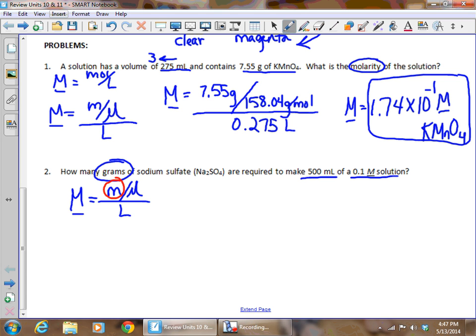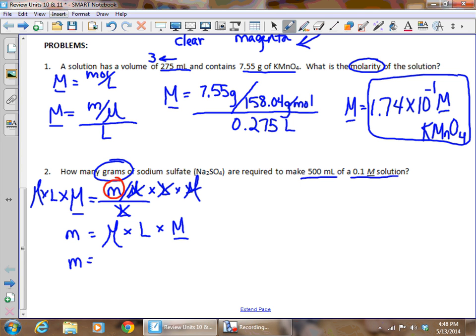So solving for mass, remember, we want to multiply both sides by liters, which is going to cancel it or reduce to 1 on this side. We also want to multiply both sides by the molar mass, which is going to reduce it to 1 or cancel it on this side. So we end up with the fact that the mass is equal to the molar mass times the liters times the molarity of the solution.